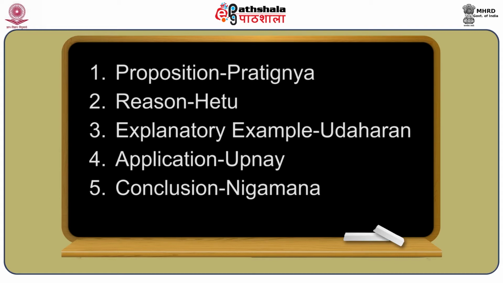I'll repeat these constituting parts of the syllogism again. The first one is called proposition or pratigya. The second one is called reason or hetu. The third one is called an explanatory example or udharan. The fourth one is called application or upnaya. And the fifth one states the conclusion or nigamana.